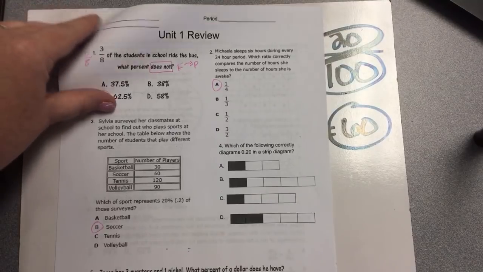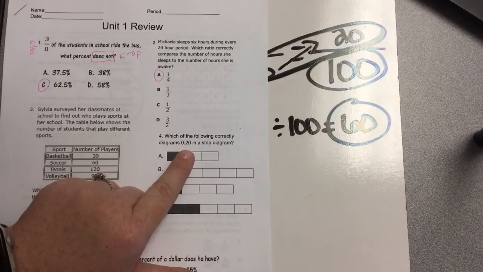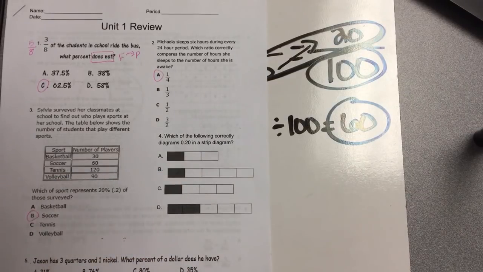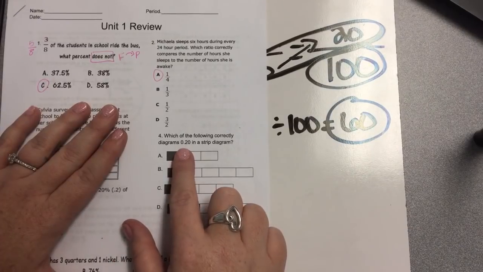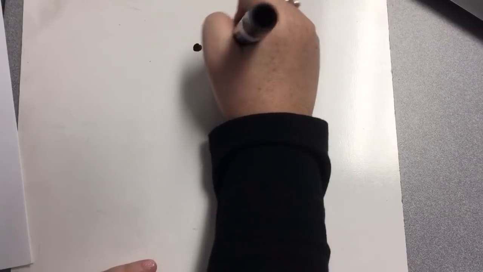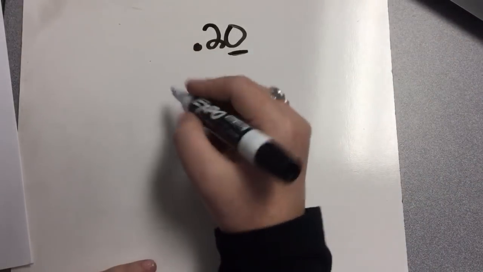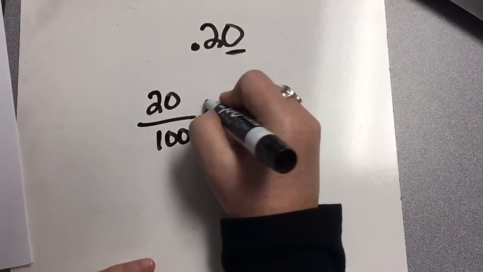Okay. Number 4 says, which of the following correctly diagrams 20% or 2/10, 20/100 in a strip diagram? So the way that you need to do this is change this to a fraction in simplest form. So let's go ahead and do that. So let's change our decimal to a fraction. The way we do that is we write that over whatever the place value is. So our place value is 100, so we're going to do 20 over 100, and then we need to simplify that.